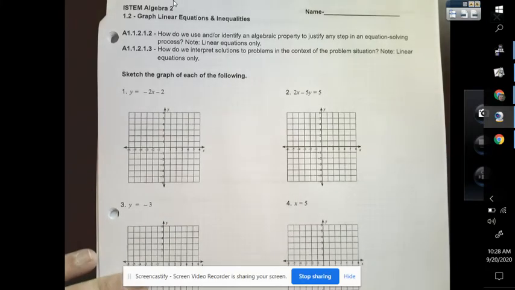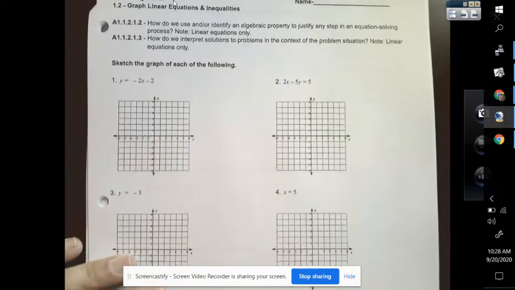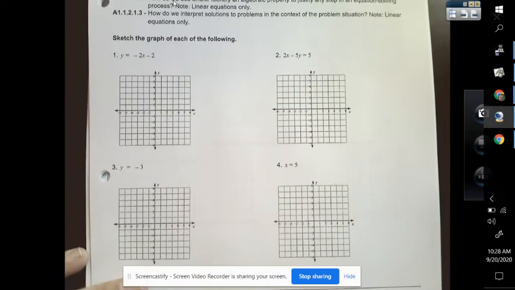Today is our quick review of graphing linear equations and inequalities. Okay, so we have for you guys just a bunch of random graphing problems. They're a little bit on the simpler side, but I just want to kind of boost your confidence heading forward, so on and so forth.